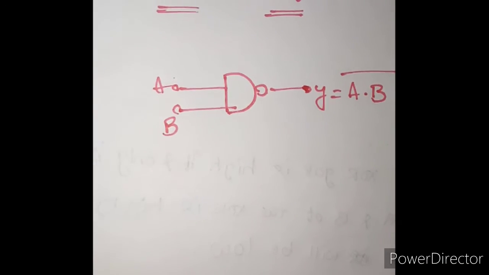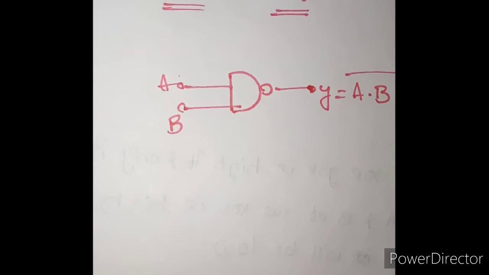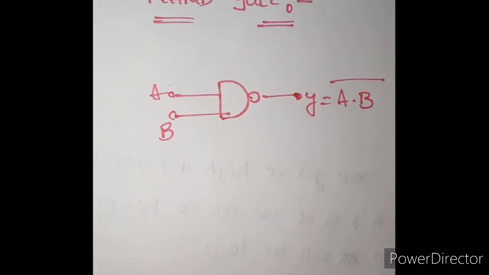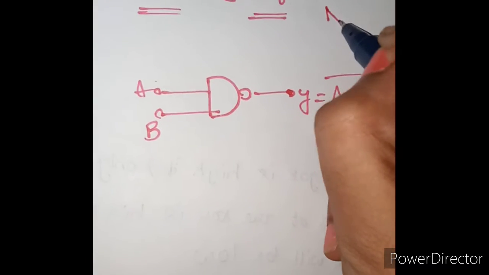NAND gate. A negated AND gate is called a NOT AND or NAND gate. This is also known as a NOT AND.